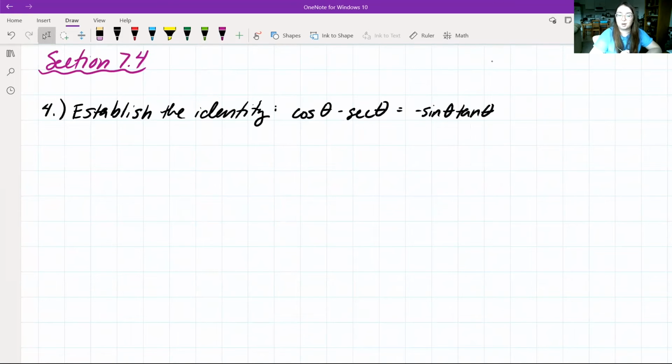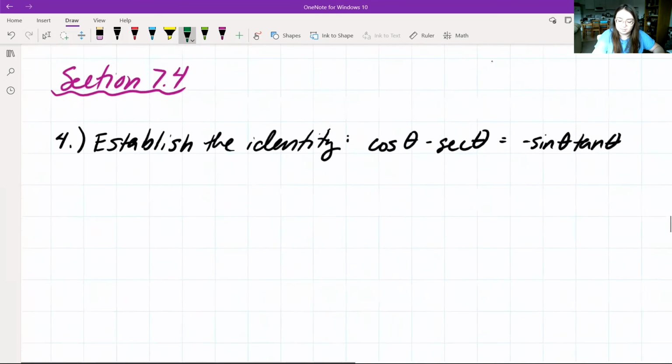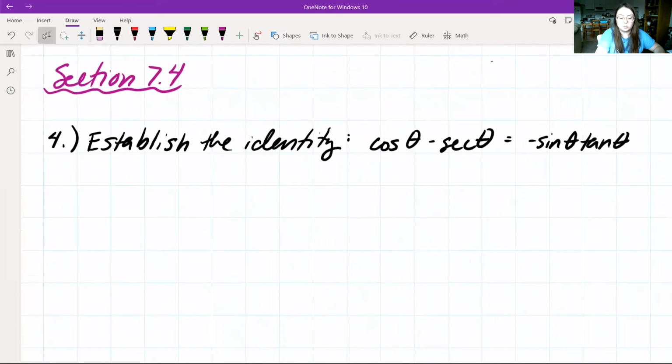All right, for our fourth problem, which is from section 7.4, we want to establish the identity cosine of theta minus secant of theta is equal to negative sine of theta times tangent of theta. So when we go ahead and establish our identities, we know that one side is our goal and one side is where we start from. It's usually going to be our right-hand side. That's our goal. And our left-hand side is usually where we start.